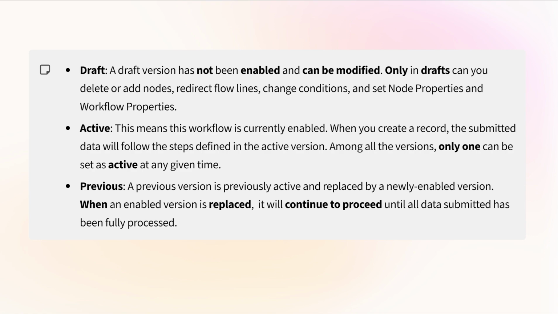properties. Active means this workflow is currently enabled. When you create a record, the submitted data will follow the steps defined in the active version. Among all the versions, only one can be set as active at any given time. A previous version is previously active and replaced by a newly enabled version. When an enabled version is replaced, data initiated under the previous version will continue to progress until all data submitted in that version has been fully processed.